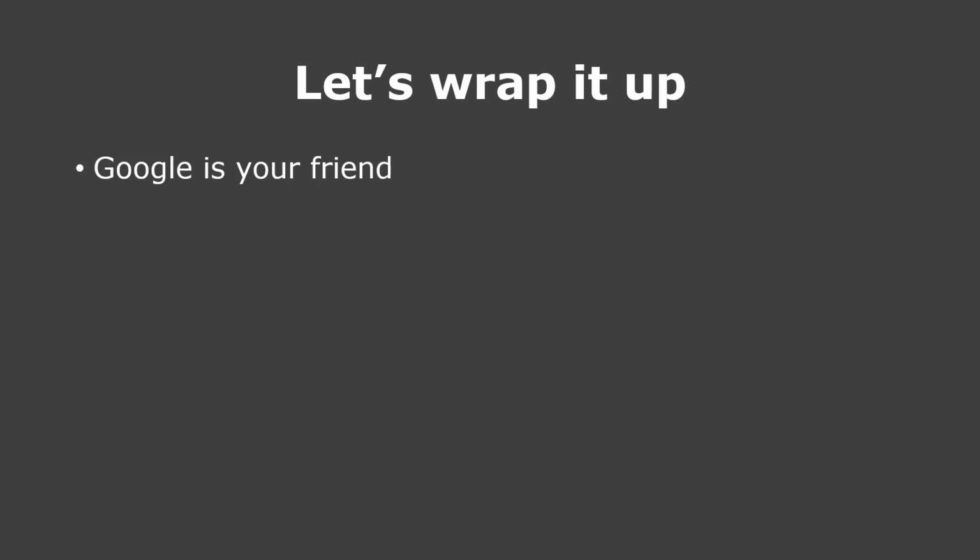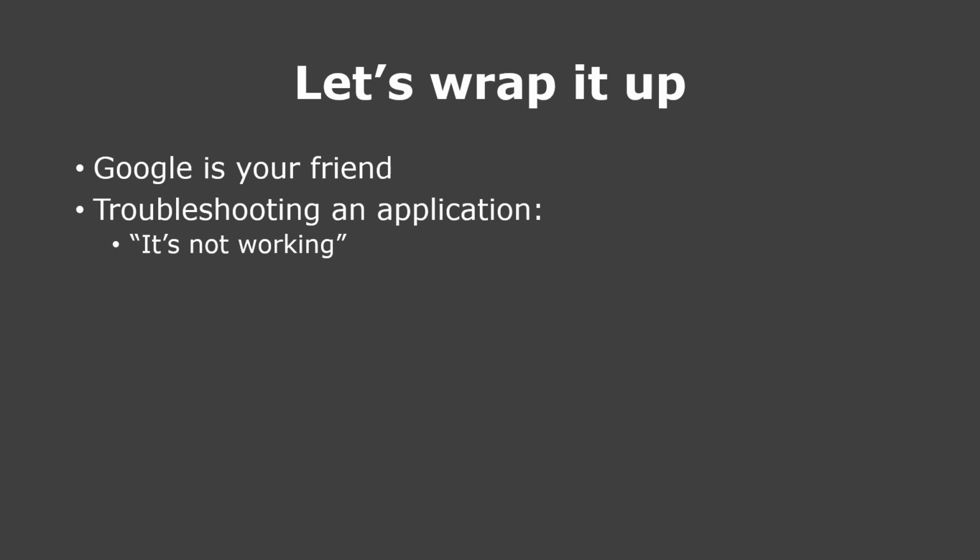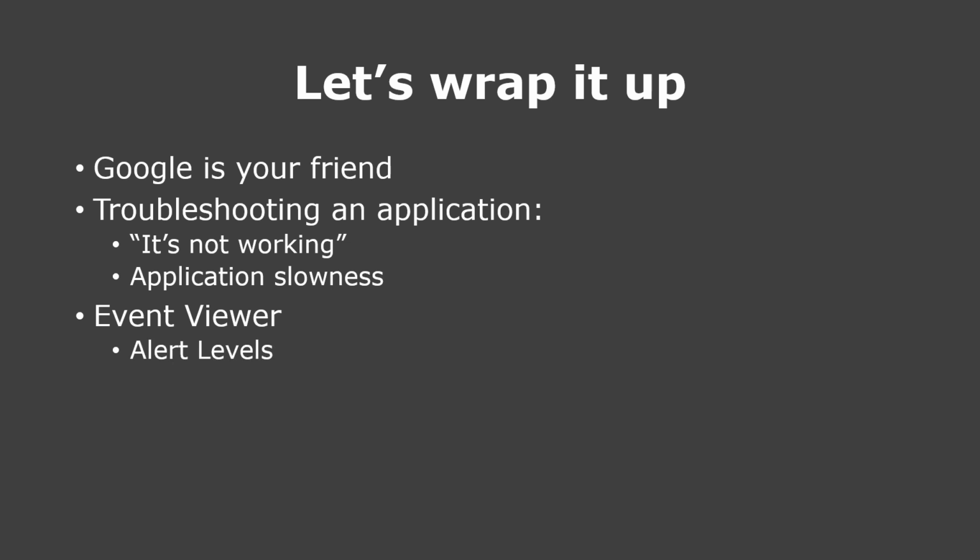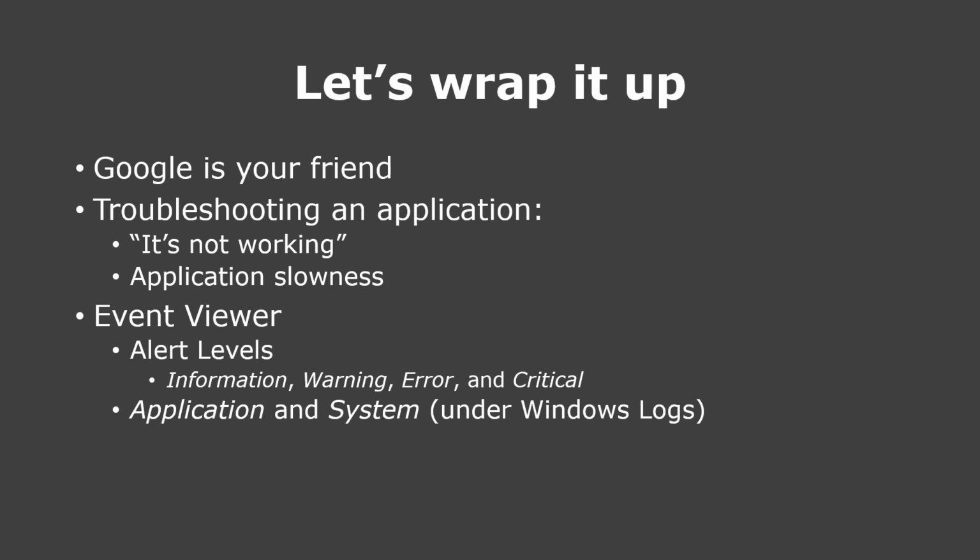We started by saying that Google is your friend. You can't possibly know everything, but the combined knowledge on the internet can help troubleshoot and solve most problems. We covered a whole lot on troubleshooting an application if it's not working and what to do. We also briefly covered a few things that might cause slowness of an application, as well as what can be done about it. We dove into Event Viewer and chatted about the different alert types, such as information, warning, error, and critical, as well as the two most important sections of Event Viewer for an entry-level IT professional, the application and systems sections.